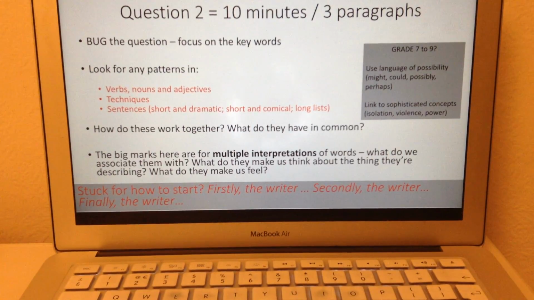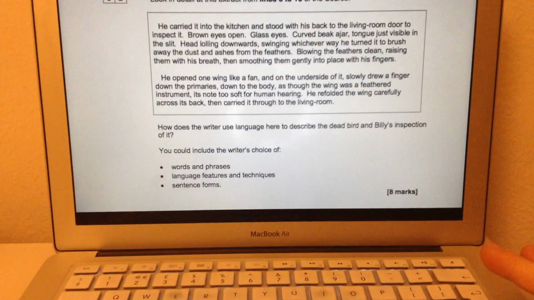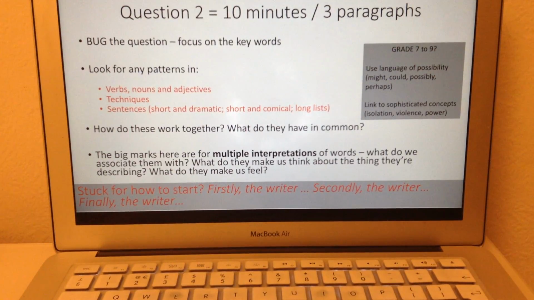If you're stuck for how to start, you can always look at the bottom here. Firstly, the writer, and then write your first paragraph. Secondly, the writer, then write your second paragraph. And finally, the writer, and write your third paragraph. And that means that you're focusing on the writer and their choices, which means you're going to do well. Again, for grade 7, 8 or 9, some hints up on the right there. So, your question looks like this, and you have 10 minutes now. Pause the video to write your 3 paragraphs.